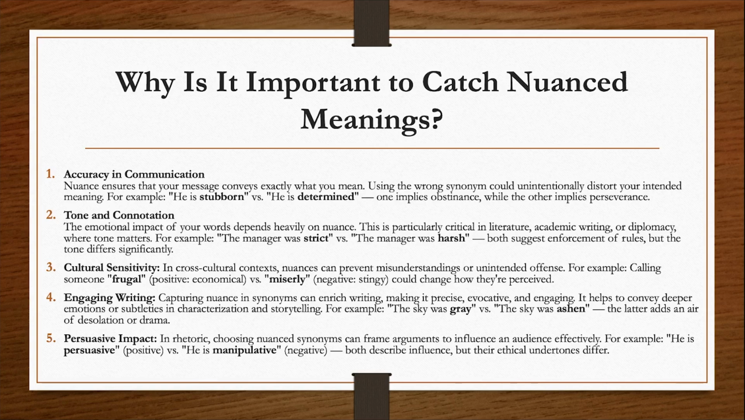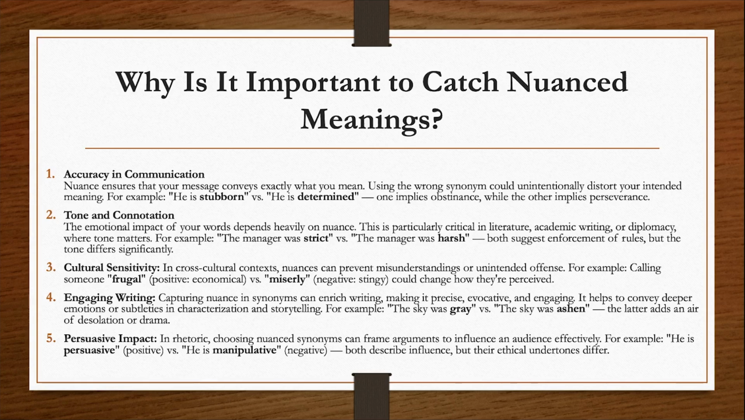For example, the sky was gray versus the sky was ashen. Okay, now the former is perfectly normal and neutral, whereas the latter sentence, that is, the sky was ashen, adds an air of desolation and drama. Okay, now that's how the meanings change.